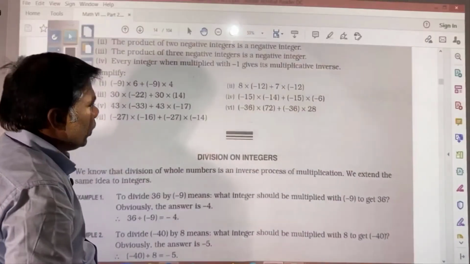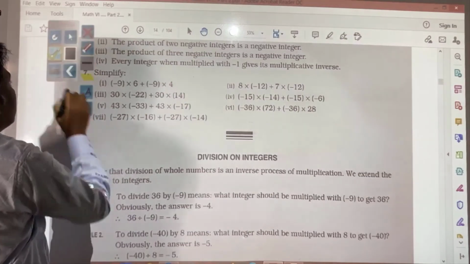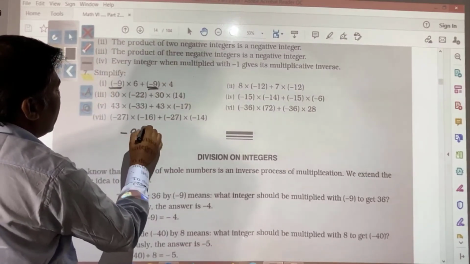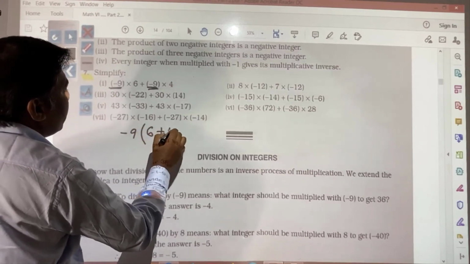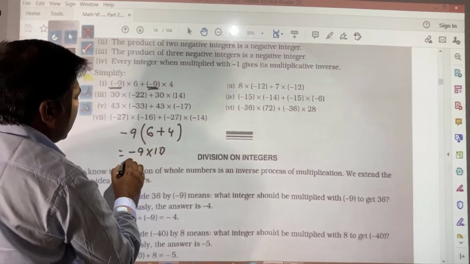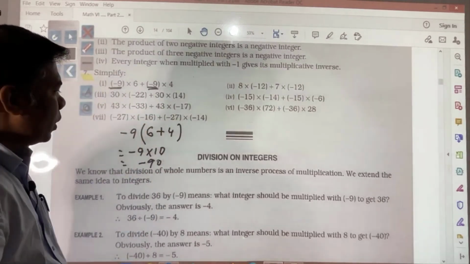In the same way the remaining questions are there. This is required to be done. Here you see minus 9 can be taken out common. Minus 9, 6 plus 4. So this will be minus 9 into 10. It means minus 90. In this way these questions are required to be solved.